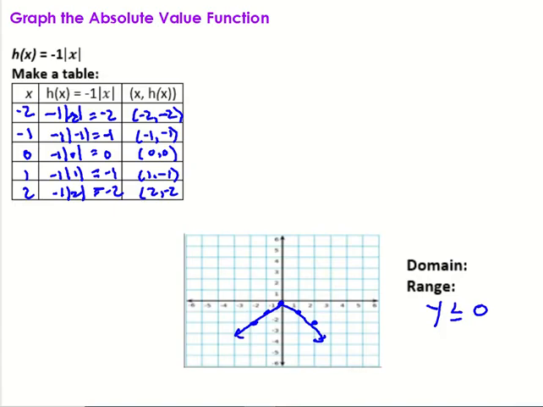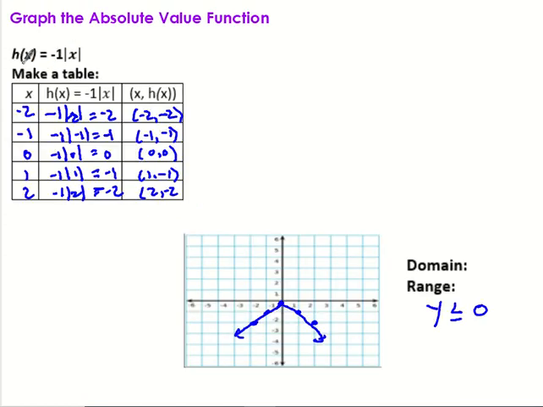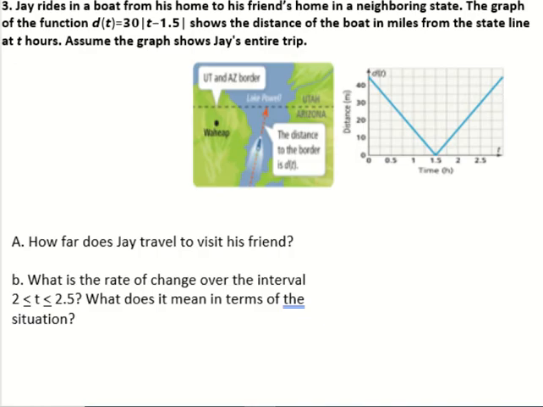Okay, so recap real quick. The number being multiplied in front made it skinnier. A negative number in front made it upside down. So now we're going to talk about how to interpret some of these absolute value functions and answer some questions from looking.